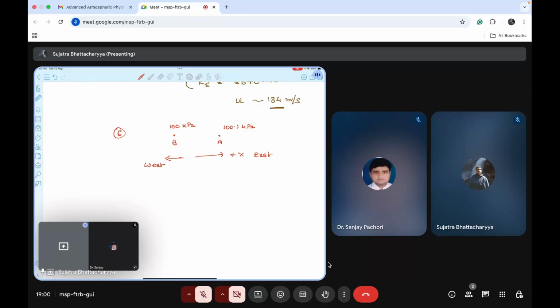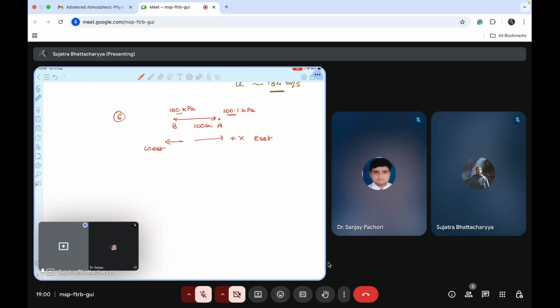Then from B, to the east of B at 100 kilometers, you have a point A whose pressure is this. Just 0.1 kilopascals difference is there. Okay, and we are talking about zonal pressure gradient. So zonal pressure gradient means it will be minus 1 by rho delta P by delta X according to the pressure gradient acceleration or force per unit mass. Okay, so F_PG, pressure gradient.